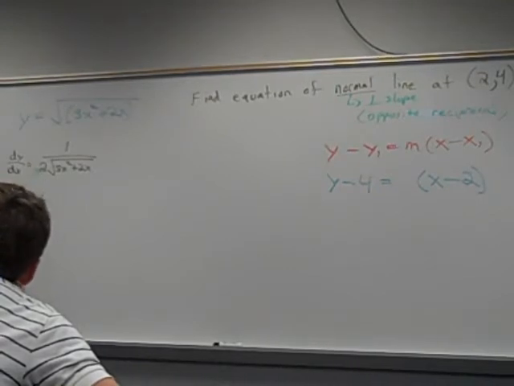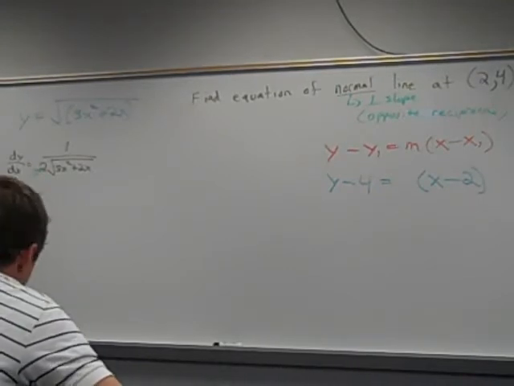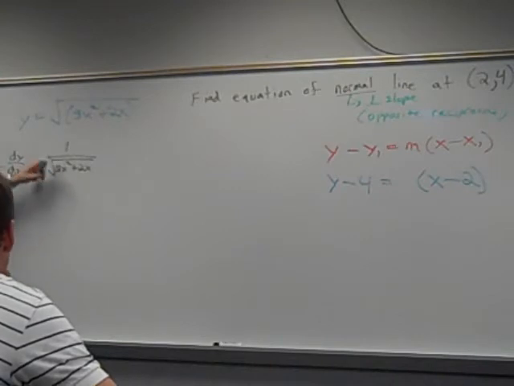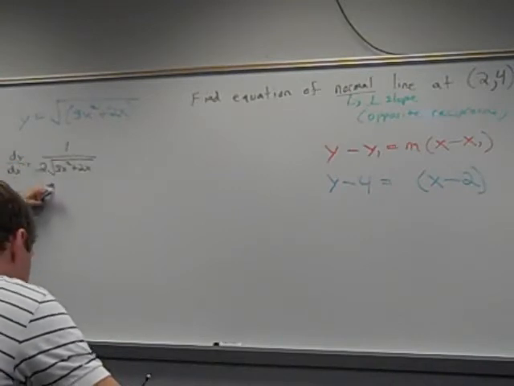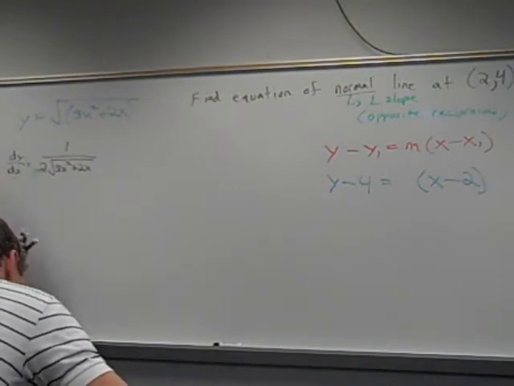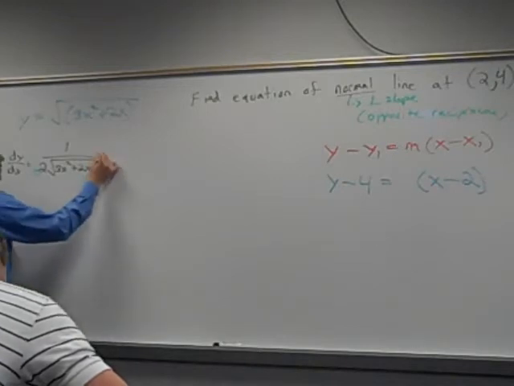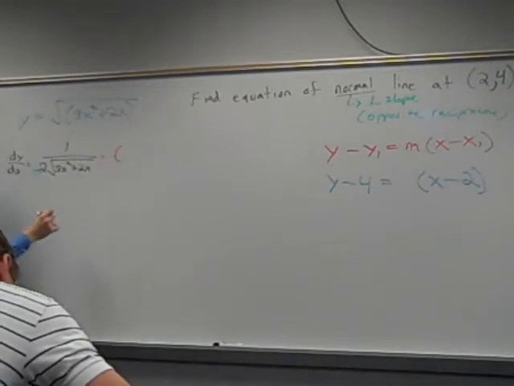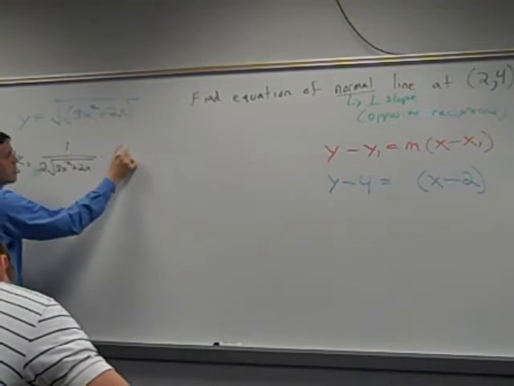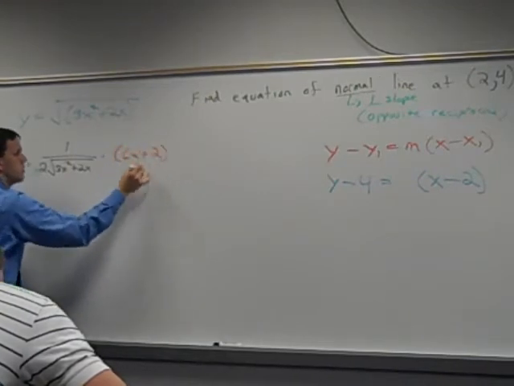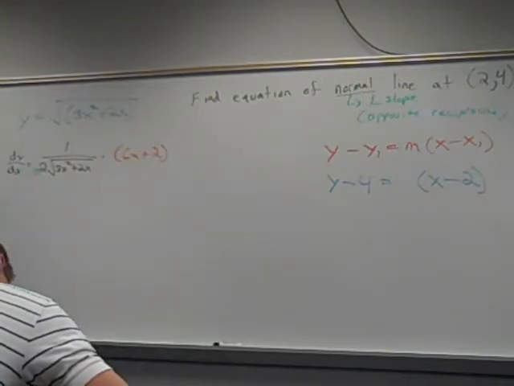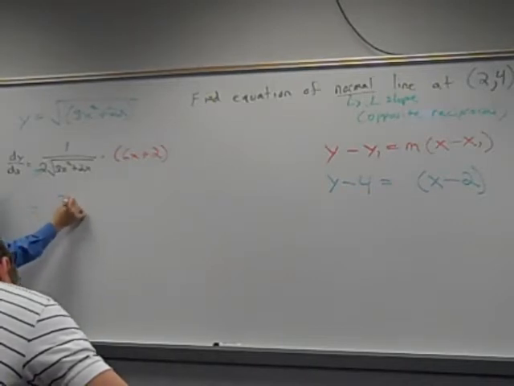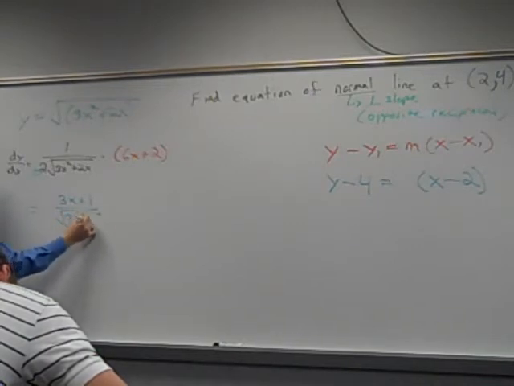But I think it's easier with the square root. You're just going to run into the square root function all the time. It's better to memorize this form. Okay, times the derivative of the inside. What's the derivative of the inside? 6x plus 2. So I can simplify this a little bit. This will be 3x plus 1 all over the square root of 3x squared plus 2x.